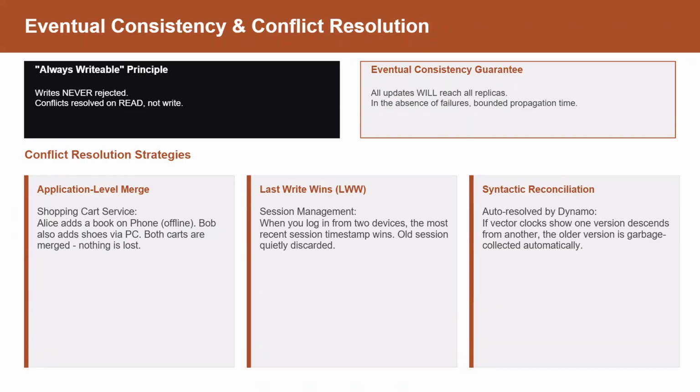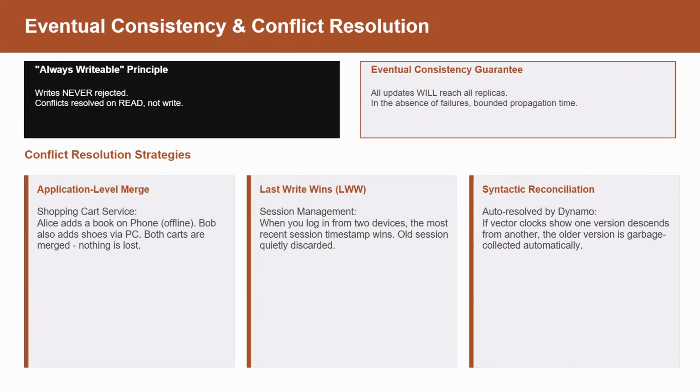Now let's talk about how conflicts are resolved through eventual consistency. Dynamo follows an always-writable principle. Writes are never rejected. Conflicts are not resolved at write time, but at read time, and eventually all updates will reach all replicas across the system. There are three conflict resolution strategies.